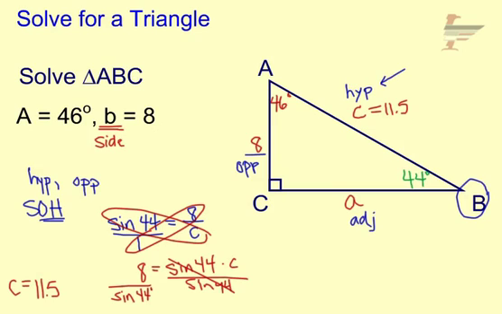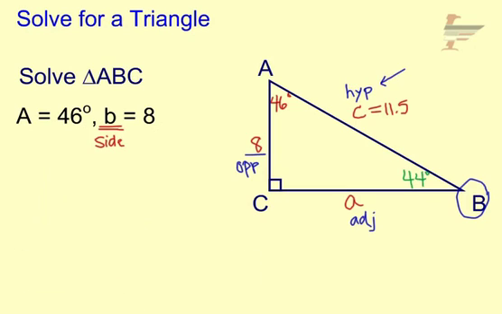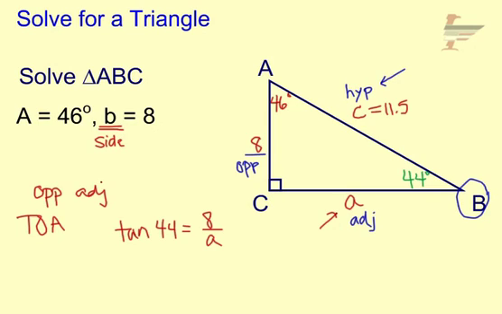To find side A, we have a couple of options. We certainly could set up the Pythagorean theorem because we have two sides of a right triangle. But just to look at another trig equation setup, let's solve for the adjacent side. We could use that opposite side again and the adjacent side. This is going to be TOA, so we can say that tan of our angle, which is 44, equals the opposite divided by the adjacent, so 8 over A.